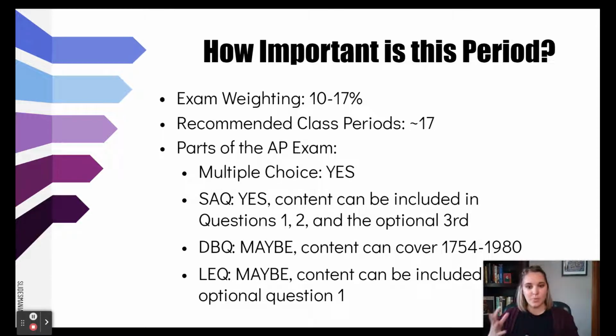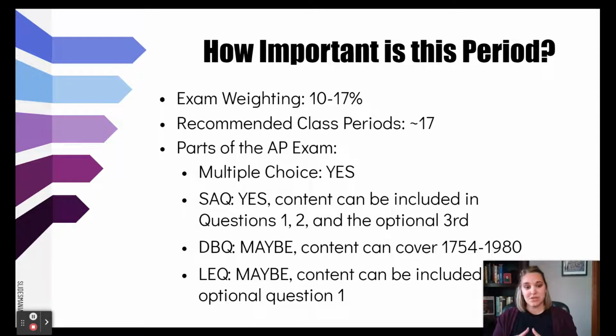So the first two things here, exam weighting and recommended class periods, that's something that teachers should be aware of. And when you are preparing for your final AP exam that you'll take in the spring, you want to know that this is the equivalent of 10 to 17% of the total AP exam. You absolutely will have multiple choice that cover this unit, and most likely it's going to be a short answer question. It can be included in questions 1 and 2 and also the optional question 3.